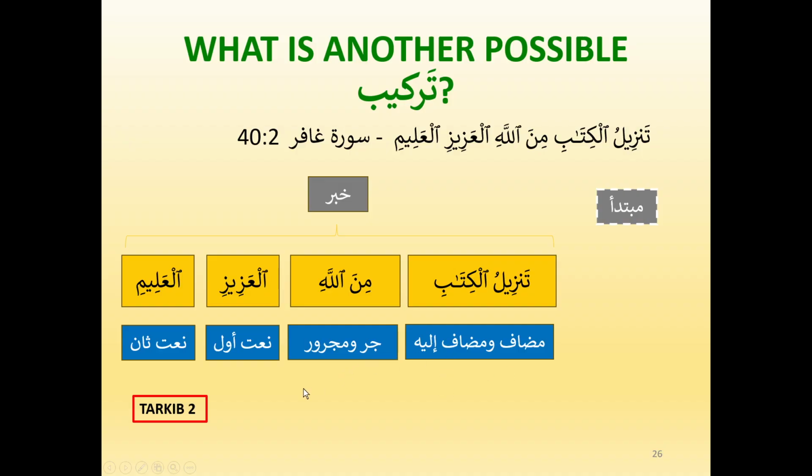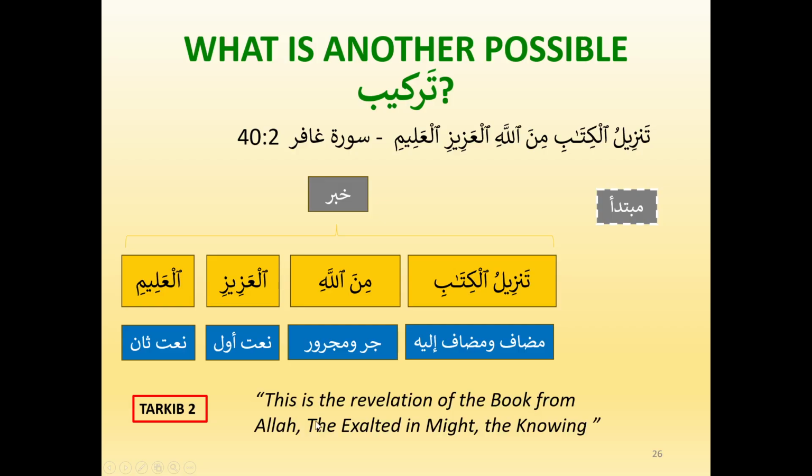Now, the translation that I have here is haza, but it also can be it is, so it can also be huwa. But here the translation is this. So, it is haza. This is the revelation of the book from Allah, the exalted in might, the powerful and the knowing. So this is another alternative. So that is a possible tarkib.